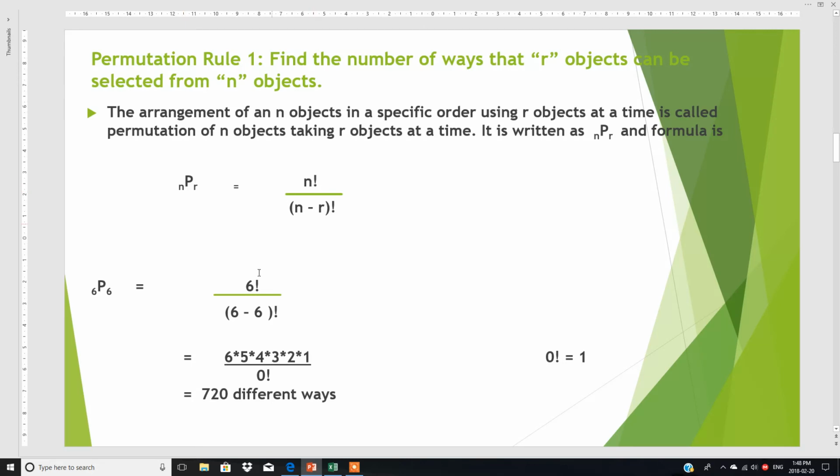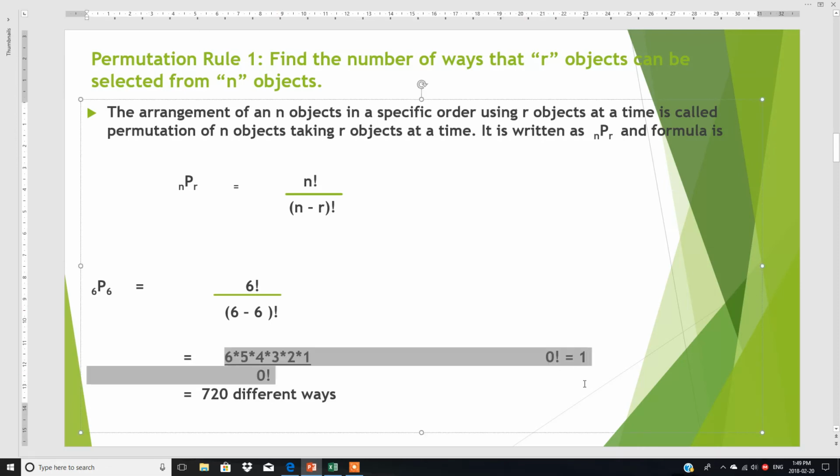So n factorial is 6 factorial, and then (n minus r) factorial. In this case, 6 minus 6 factorial, right? Because there are 6 houses, and in the first part he is considering all 6. So 6 minus 6 is equal to 0 factorial, but keep in mind that 0 factorial is equal to 1. So in the denominator, instead of 0 factorial, it will be 1, and then multiplying the numerator, we get 720 different ways. We received the same answer in the last slide as well, right?